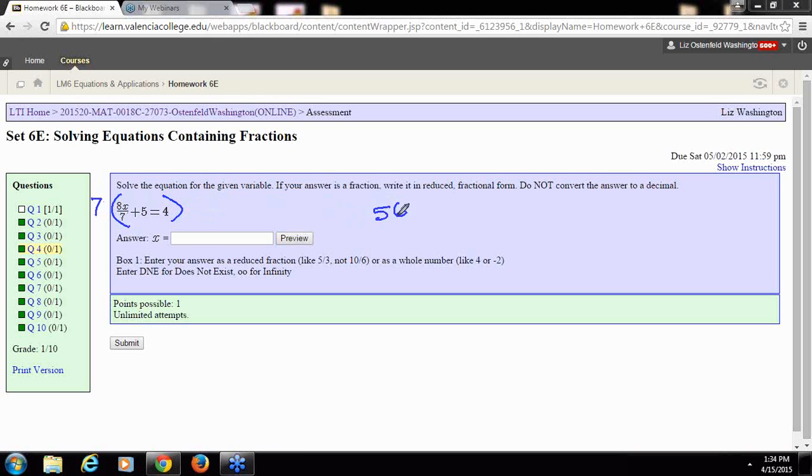So I'm going to get 56x over 7 plus 35 equals 28. I just went ahead and took that 7 and multiplied it by everyone. And again, this is going to simplify. I'm going to get 8x plus 35 equals 28. I want to go ahead and get the x by itself. So first I'm going to get rid of the 35 by doing minus 35.